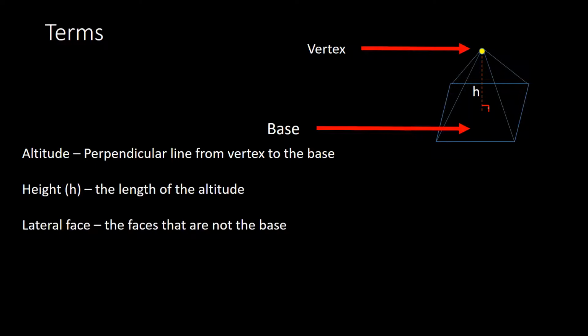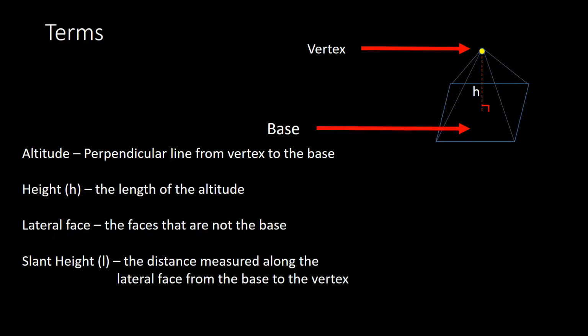And then we have the lateral face, which are the faces that are not the base. So every triangle you see there, here in the side, the front, other side, and the back, those would all be your lateral faces. Next we have the slant height, which is the height that is slanted, or the distance measured along the lateral face from the base to the vertex.